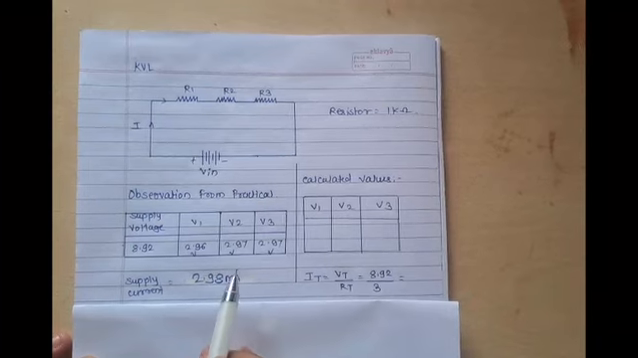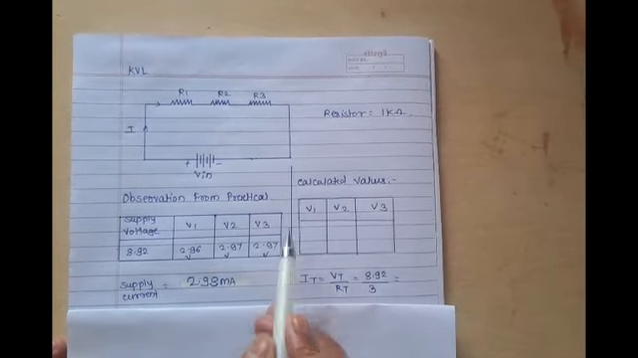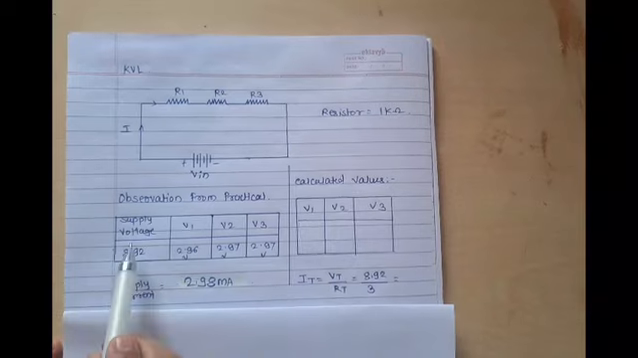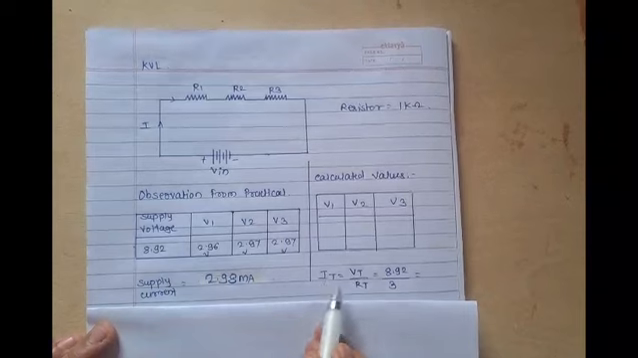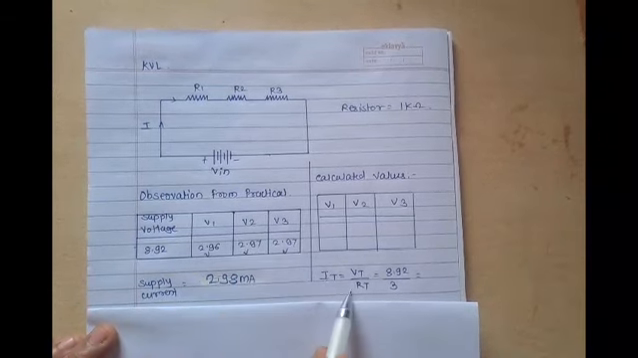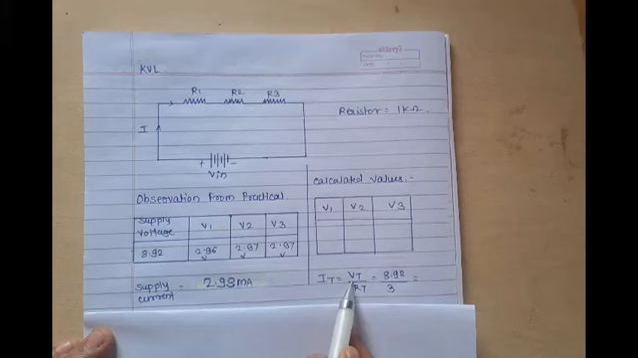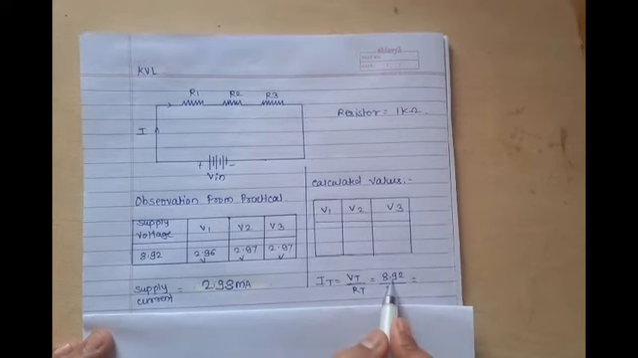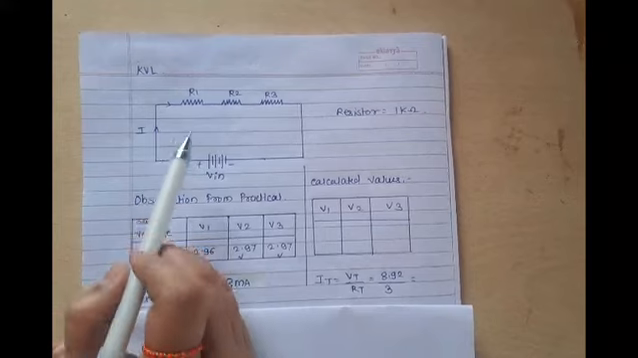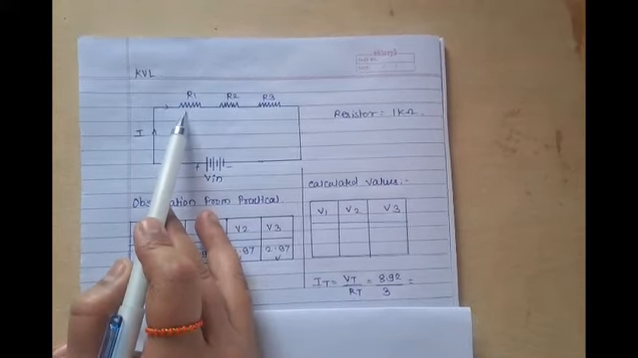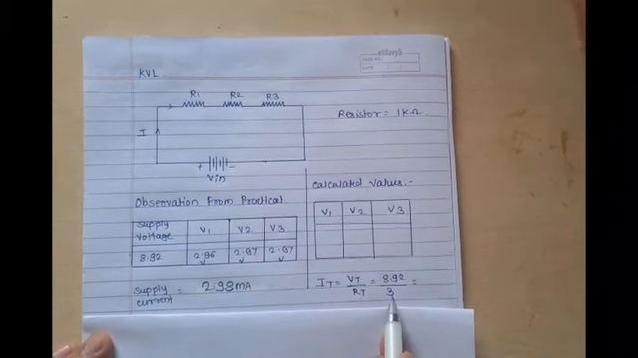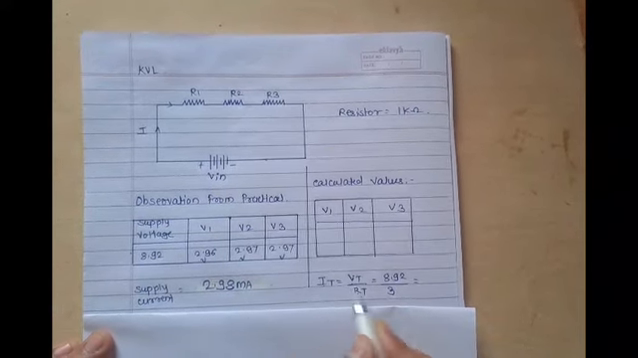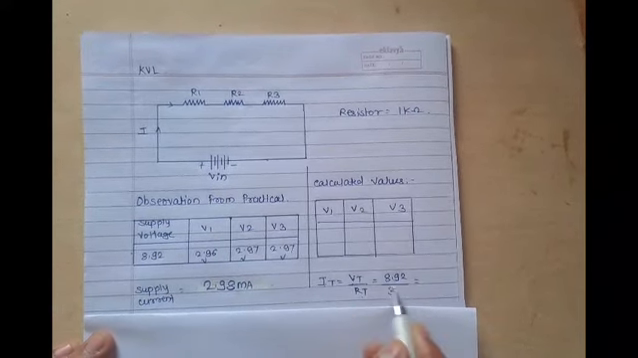Now we have to calculate the values theoretically for Kirchhoff's voltage law. This is the observation table from the practical. First of all, we calculate the total current flowing through the circuit theoretically. The supply given to the circuit is 8.92 volt, and the resistors are connected in series, each resistor having the value of 1 kilo ohm. So the total resistance equals 3 kilo ohm. So the calculated current is 2.97 milliampere.